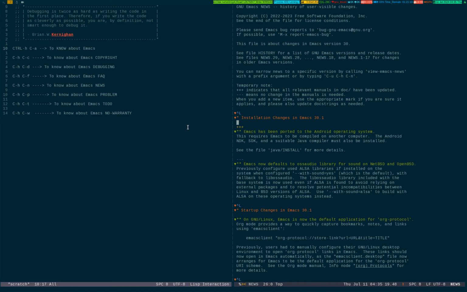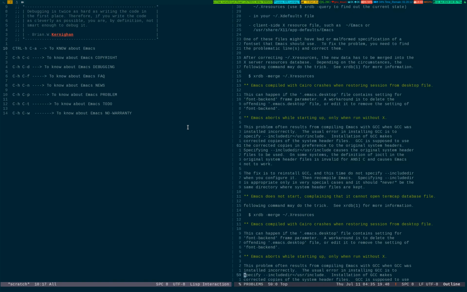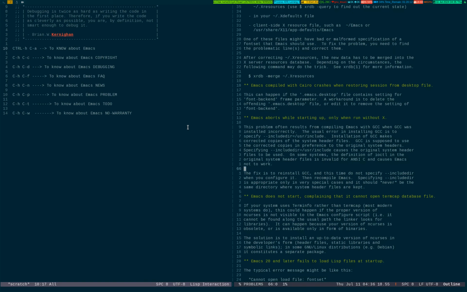Okay, so the next one is Control H, Control P to know about Emacs problems. They are generous enough. So here are the potential problems they are having at this moment with Emacs. It's public, so you can pick it up if you are inclined to, or a problem that has been exhibited previously has been listed here. So you can take a pick if you want to.